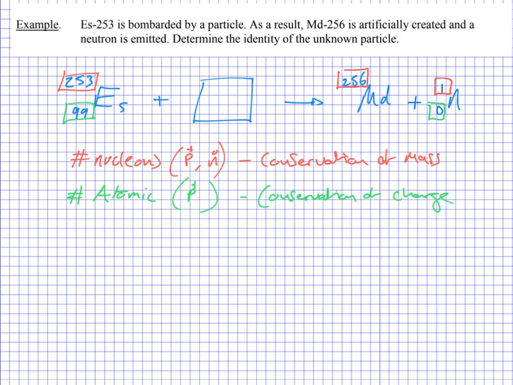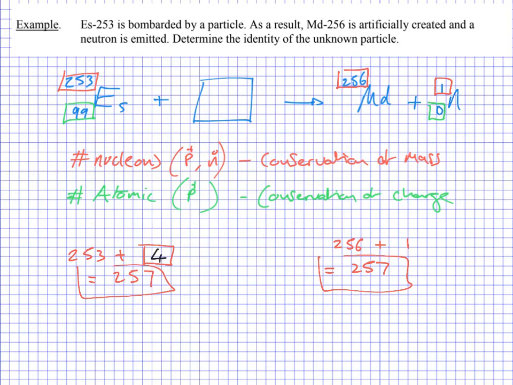Okay, so on the right side of the equation, on the product side of the equation, we have 256 plus 1. So, of course, that's 257. So this must be conserved. So over on this side of the equation, we have 253 plus something unknown has to also equal 257. Well, 253 plus 4 gives us that answer.